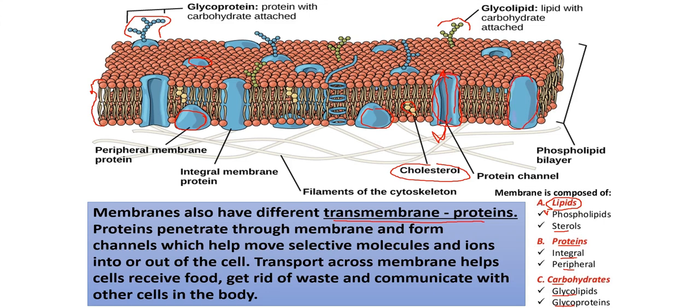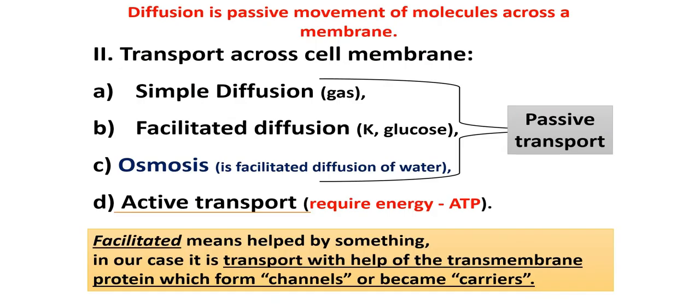If we make a cut through this transmembrane protein, we will see that inside it is a hole, so something can go in and out of the cell. These proteins penetrate through the membrane and form channels which selectively move molecules and ions in and out of the cells. Transport across the membrane helps cells to receive food, get rid of waste, and communicate with other cells in the body. So we will start with diffusion.